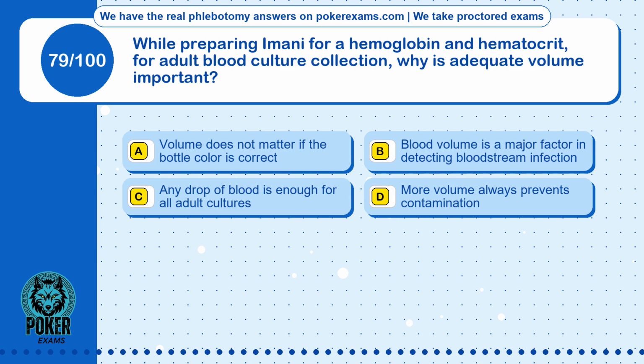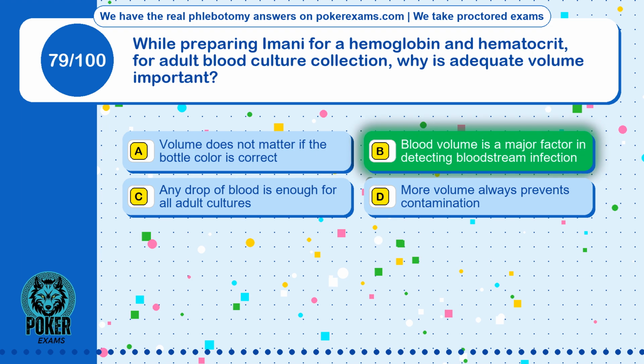Question 79. While preparing Imani for a hemoglobin and hematocrit, for adult blood culture collection, why is adequate volume important? Option A. Volume does not matter if the bottle color is correct. Option B. Blood volume is a major factor in detecting bloodstream infection. Option C. Any drop of blood is enough for all adult cultures. Option D. More volume always prevents contamination.